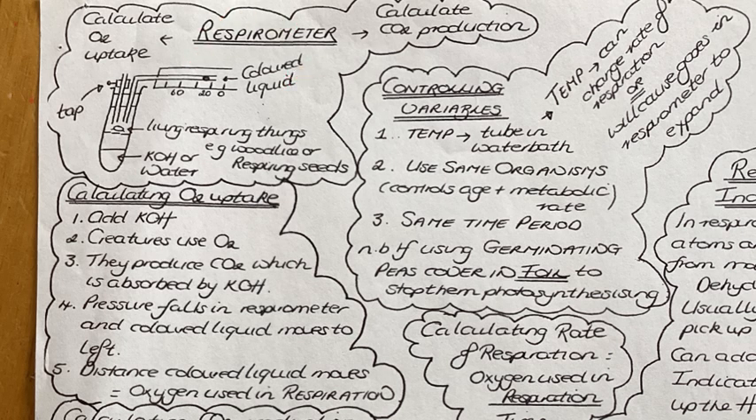A respirometer can be used to calculate the oxygen uptake of an organism, or it can calculate the carbon dioxide production of an organism. So here we have a very simple respirometer. You can see there's very thin capillary tubing here, and inside that capillary tubing we have a little blob of coloured liquid.